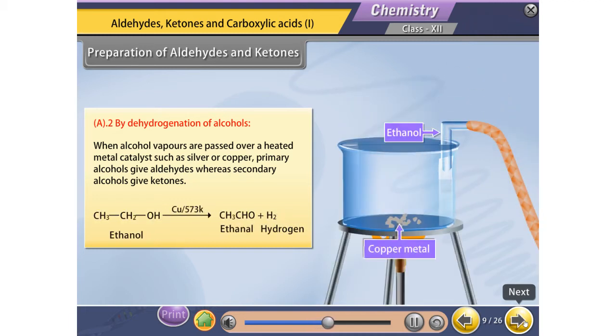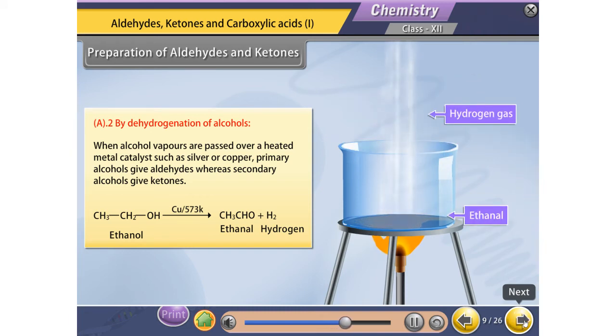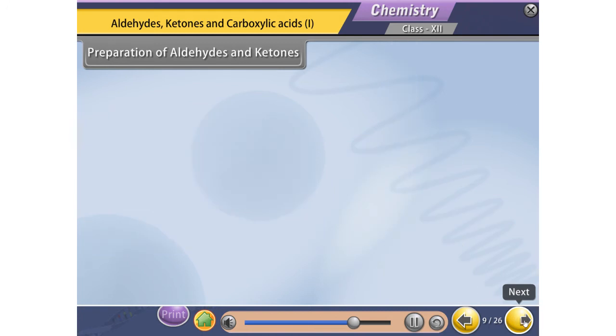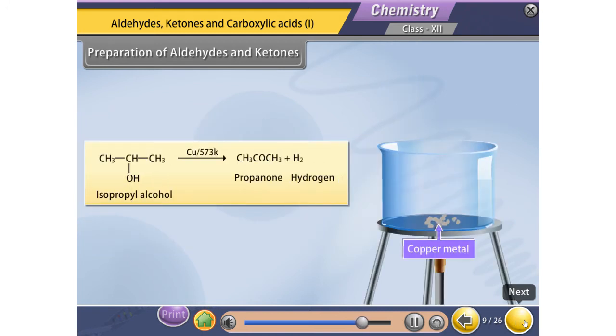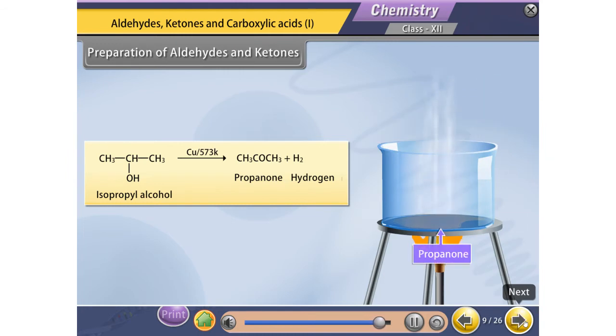When vapors of ethanol are passed over copper, then ethanal is formed and hydrogen gas is released. When vapors of isopropyl alcohol are passed over copper, then propanone is formed and hydrogen gas is released.